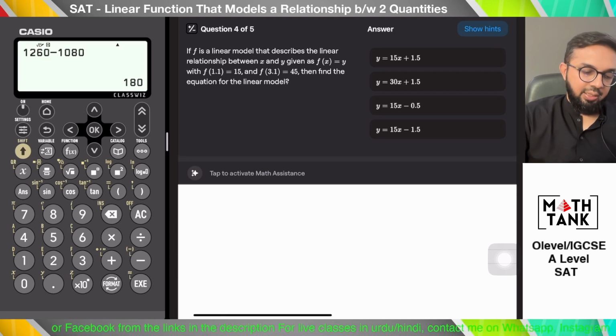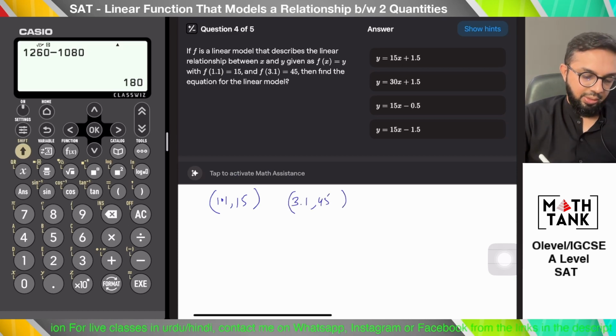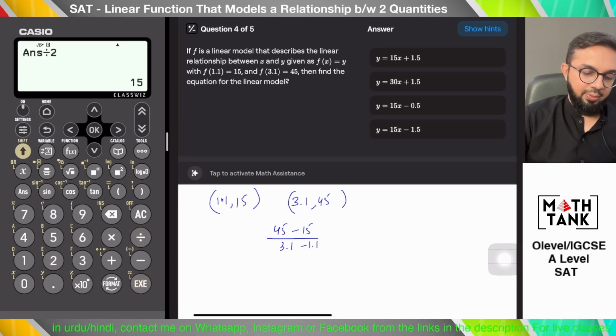If f is a linear relation model that describes the linear relationship between x and y, as f of x equals y with f of 1.1 equals 15. So 1.1 comma 15 is my coordinate, and 3.1 comma 45 is another coordinate. Then find the equation. So I can again find out the gradient first. 45 minus 15 over 3.1 minus 1.1. Again, you could do this question with trial and error. If you have a calculator handy in front of you, that would be the wiser thing to do. Divide by 2, that gives me 15. So I know that my gradient is 15.